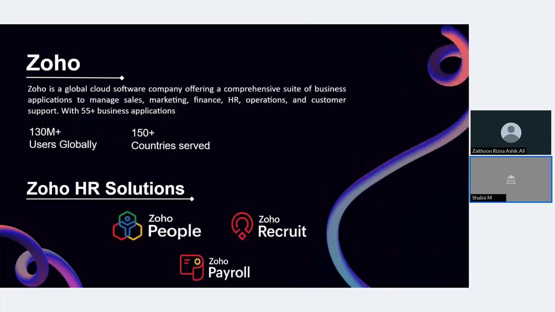Zoho is a global cloud software company that offers more than 55 business applications. These applications cover everything from sales and marketing to finance, HR, operations, and customer support, helping businesses manage all their processes on a single platform. Today, Zoho serves over 130 million users across 150 plus countries, making it one of the most trusted and widely used business software platforms in the world.